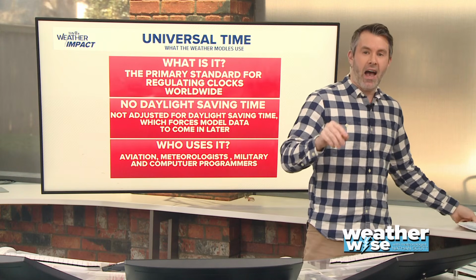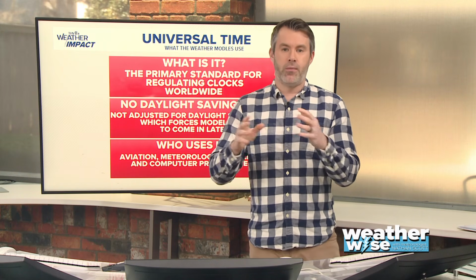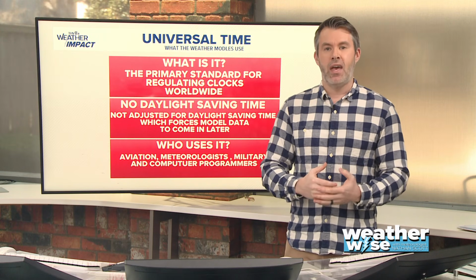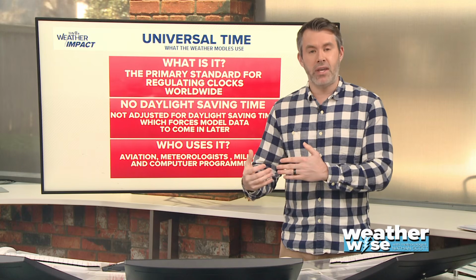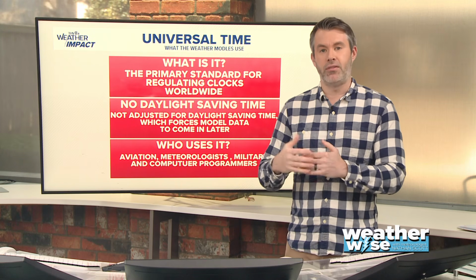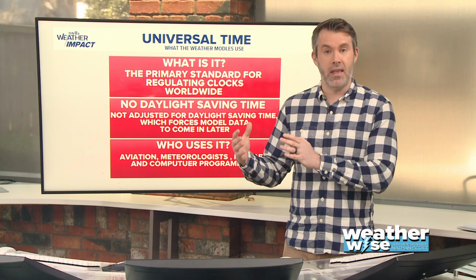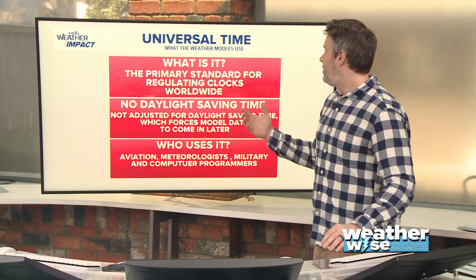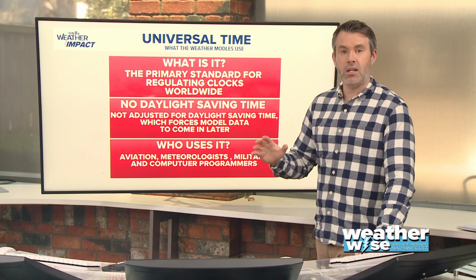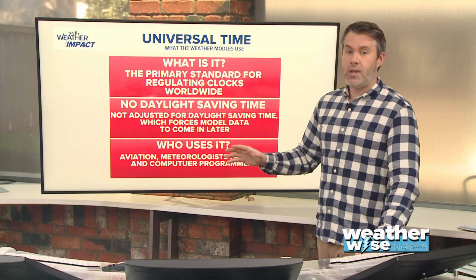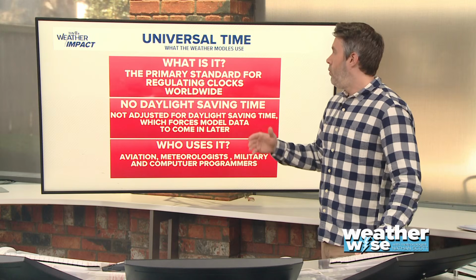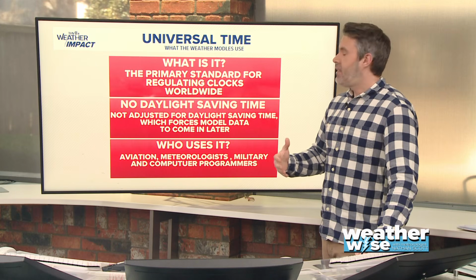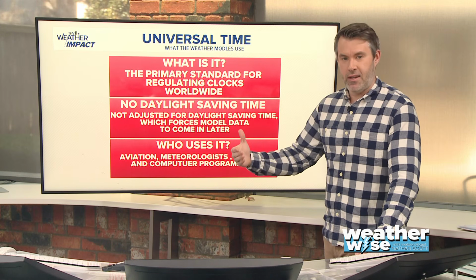But before we dive into models and forecasting, we have to discuss universal time because that's what we use as meteorologists to look at what the forecast models are saying, and this is the time that they use. So what is universal time? Well, it's the primary standard for regulating all clocks worldwide. No daylight saving time is included when you look at universal time. So if that's not adjusted, that can make the model data come in later.